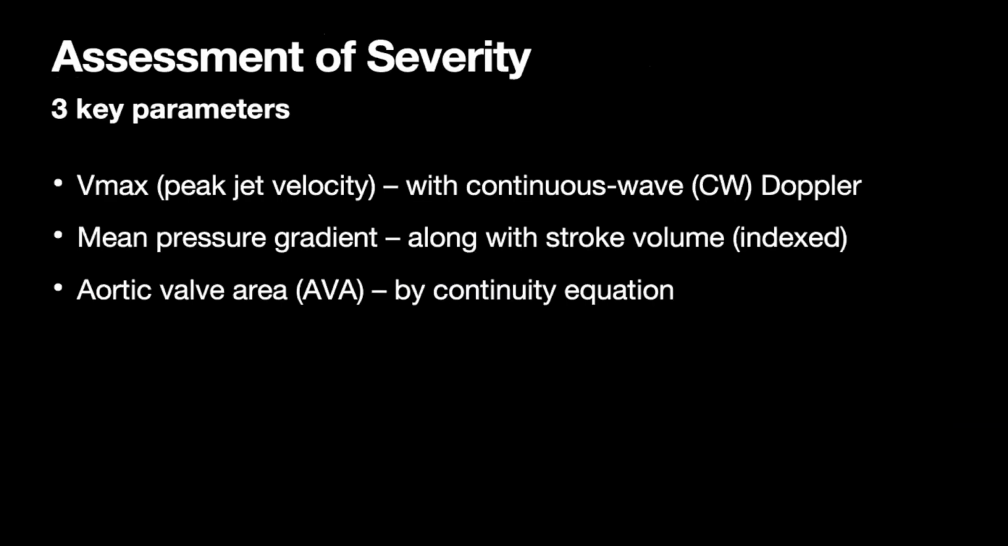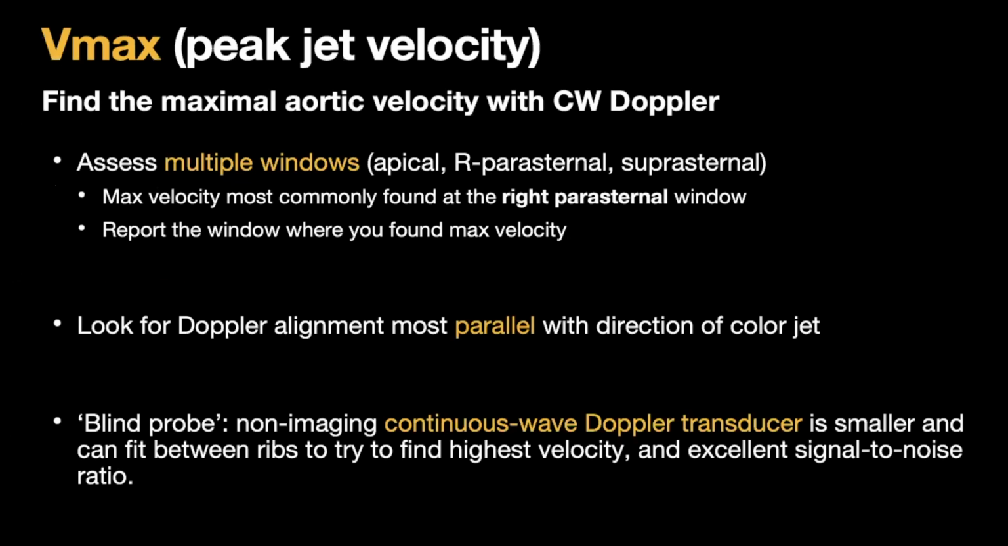So the 3 key parameters in assessing severe aortic stenosis are your Vmax, or your peak jet velocity, which we obtain with continuous wave Doppler, your mean pressure gradient along with the stroke volume index, and the aortic valve area by continuity equation. So how do we get these measurements? The Vmax is found using continuous wave Doppler at the maximal point. So you want to assess multiple windows, your apicals, your right parasternals, your suprasternals, to find the jet that is the highest, because you want to be parallel to flow and you don't want to miss an eccentric jet.